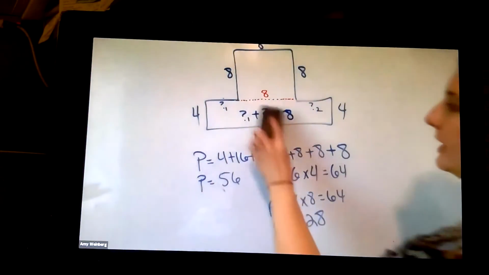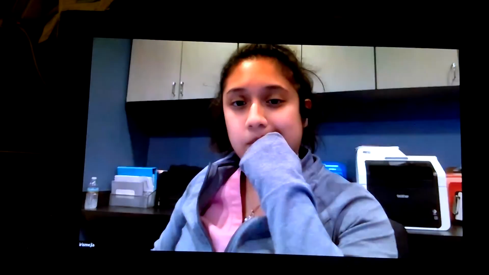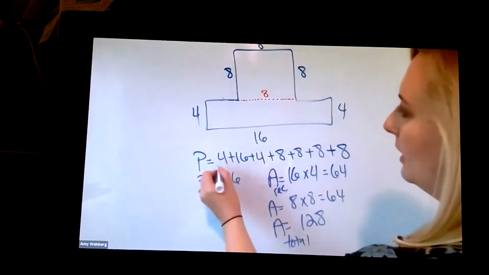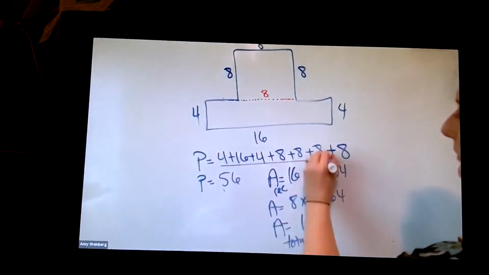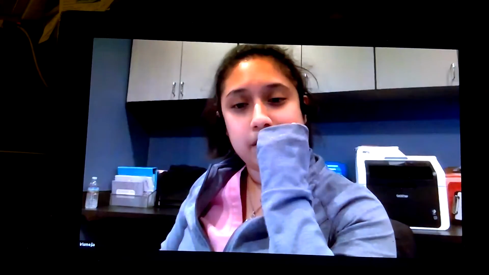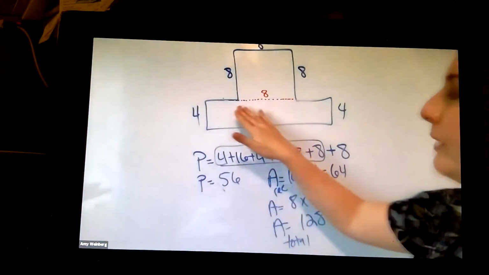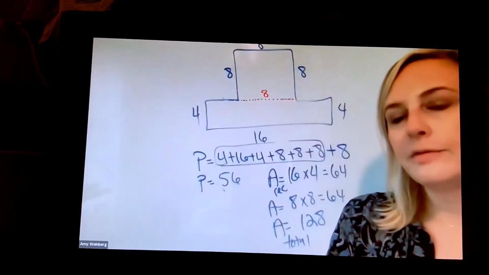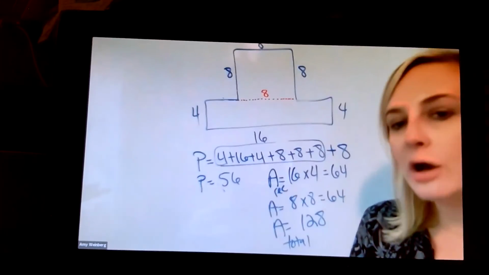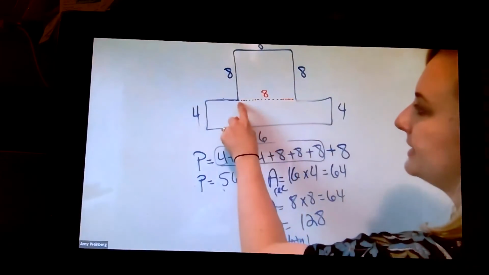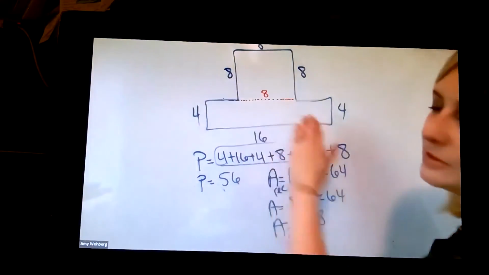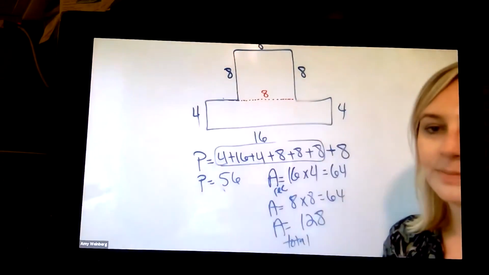Okay, so let me erase what I have in here. So you understand how I get all of these, right? You're just not getting this piece. That piece is that red 8. Right. Okay. So the red 8 is not part of the perimeter, right? It's an imaginary line that I've made. But we know that this imaginary line is 8 because this is 8 up here, because this is a square, right? Mm-hmm. But it's not being added to my perimeter. You agree with that? Okay.